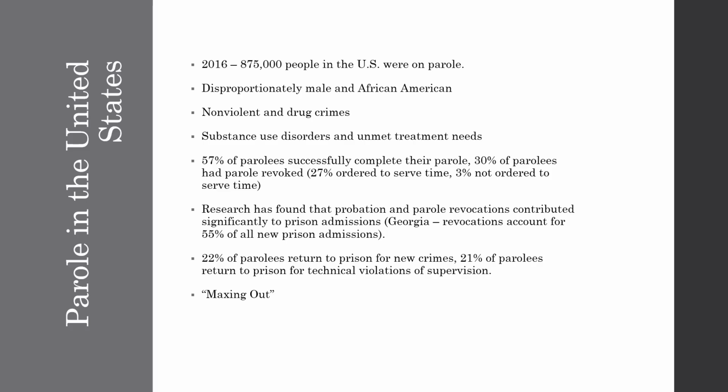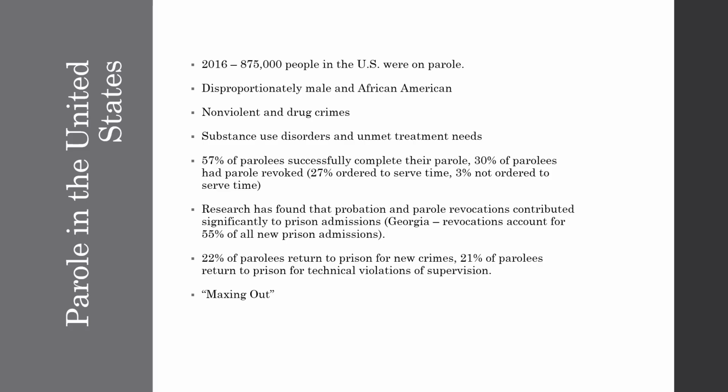57% of parolees were successful. They complete their parole. 30% of parolees will have their parole revoked. Now, remember back in probation, we saw about half and half of those who had probation revoked served time. Here you're going to see of the 30%, 27% were ordered to serve time. 3% had some probably additional conditions or community service or probation or something added.